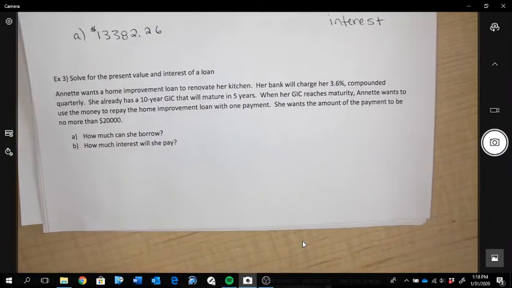Okay, so using the formula to find the present value. Annette wants a home improvement loan to renovate her kitchen. Her bank charges 3.6% compounded quarterly. She already has a 10-year GIC that will mature in 5 years. When her GIC reaches maturity, Annette wants to use that money to repay the home improvement loan with 1 payment. She wants the amount of the payment to be no more than $20,000. So how much can she borrow? Okay.